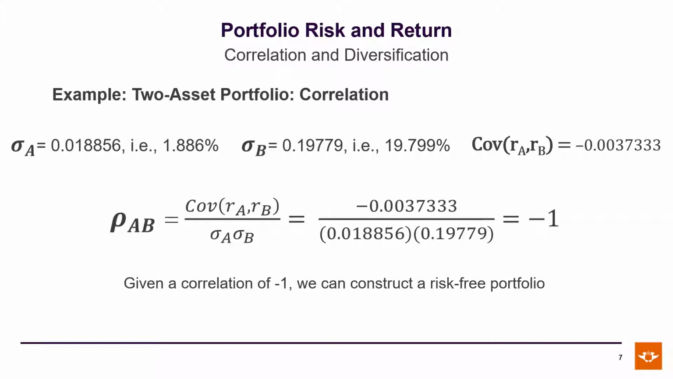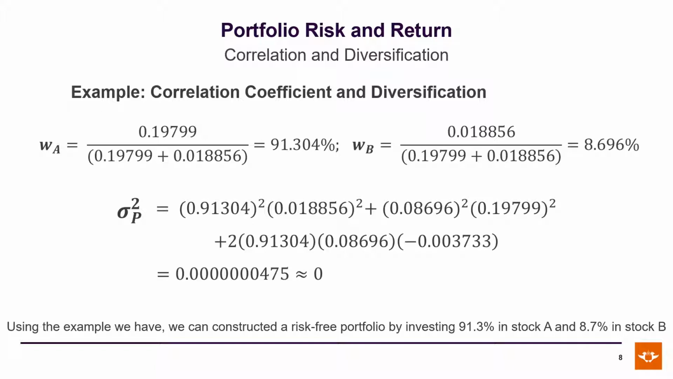Here in this slide, we actually show you how to construct a risk-free portfolio. And if we look at the two shares, if you invest around 91% of your portfolio in stock A and the remaining 9% in stock B, you will actually end up with a portfolio with a risk of 0.